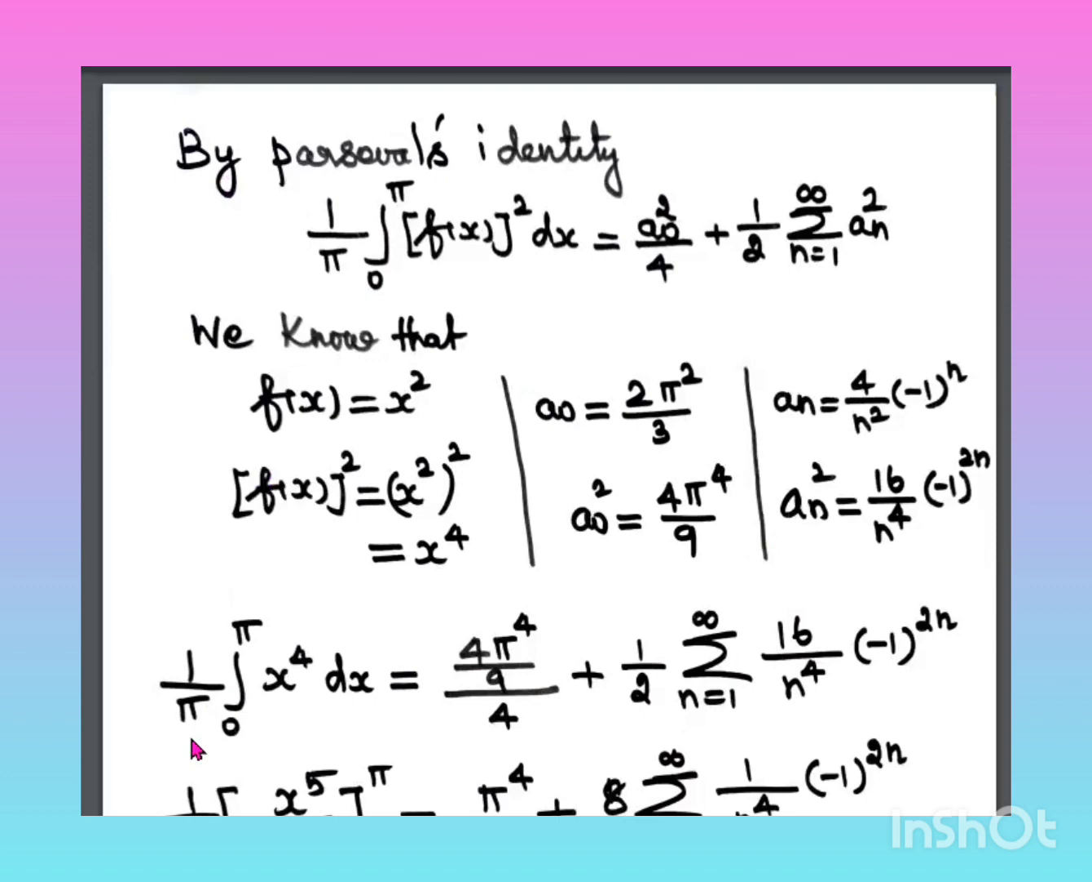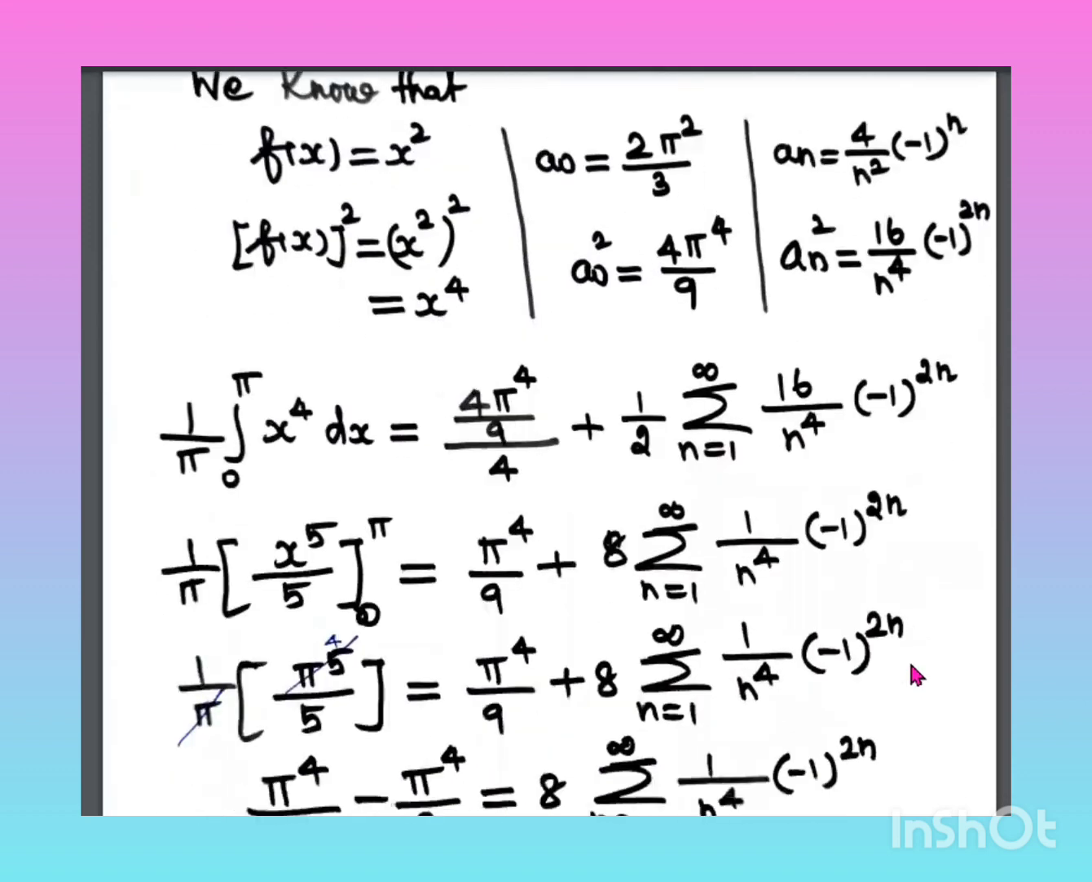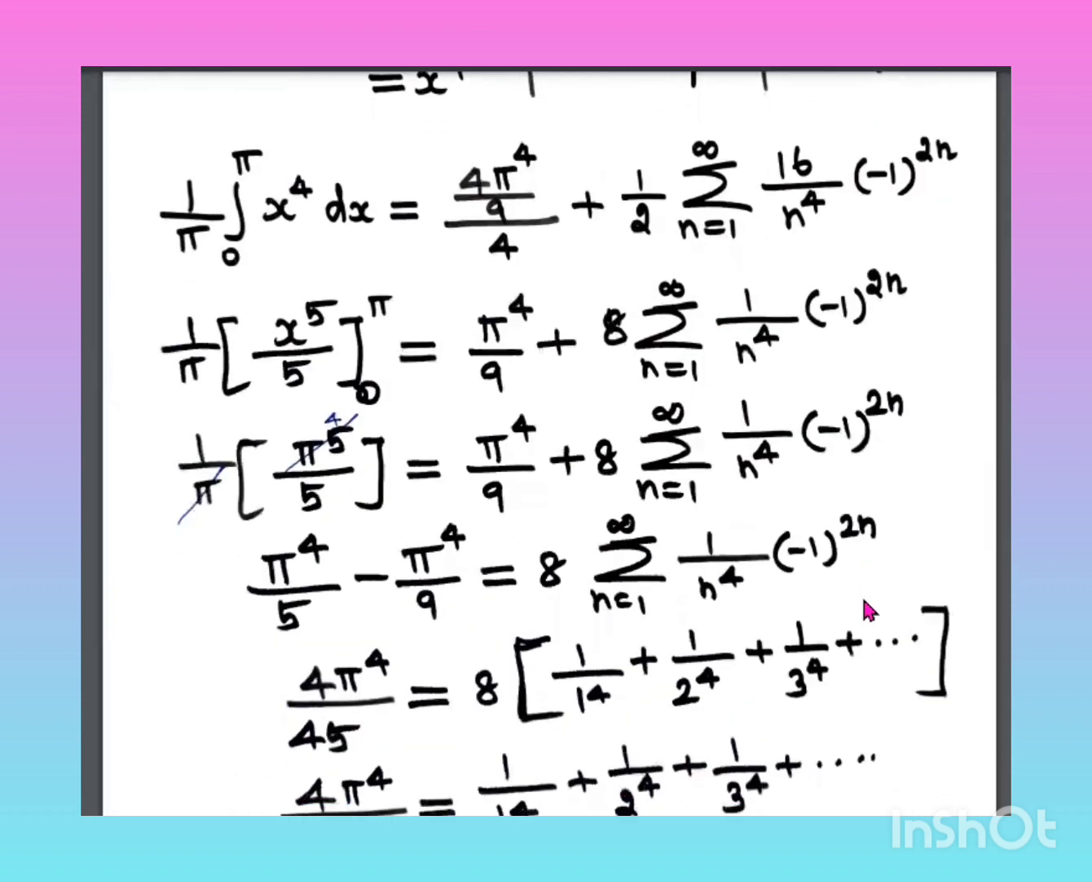These are the results we are going to apply in Parseval's identity. Parseval's identity is 1 by pi integral over the limit 0 to pi f of x whole square, already we have got x power 4 dx, which is equal to a naught square, 4 pi power 4 divided by 9 whole divided by 4, plus 1 by 2 summation n equal to 1 to infinity an square. What is an square? That is also we have got: an square is equal to 16 divided by n power 4 minus 1 power 2n. So every value we have substituted in Parseval's identity.